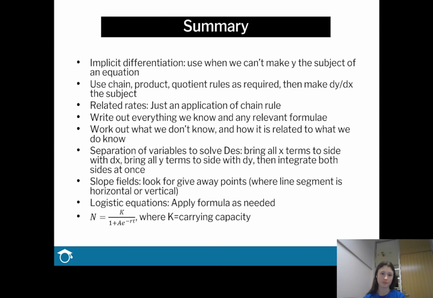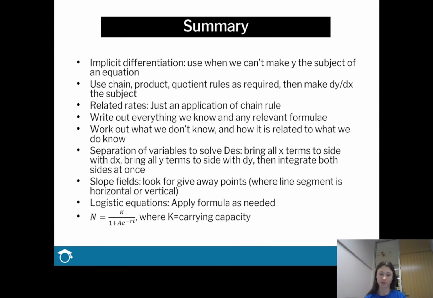So, a summary. We use implicit differentiation when we can't make y the subject of an equation. There are too many x's and y's mixed up in everything. We're going to use the chain, product and quotient rules as required for implicit differentiation, and then we're going to make dy/dx the subject. We're going to isolate that. We might even need to use factorization to factorize out dy/dx.